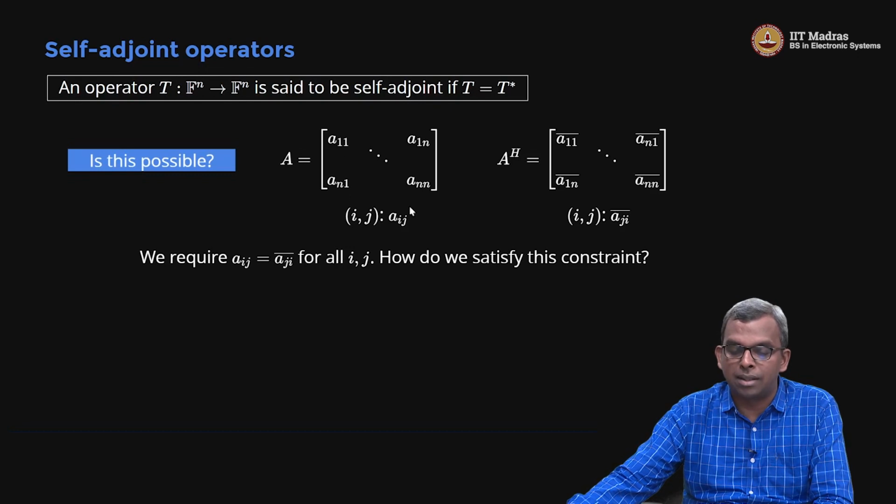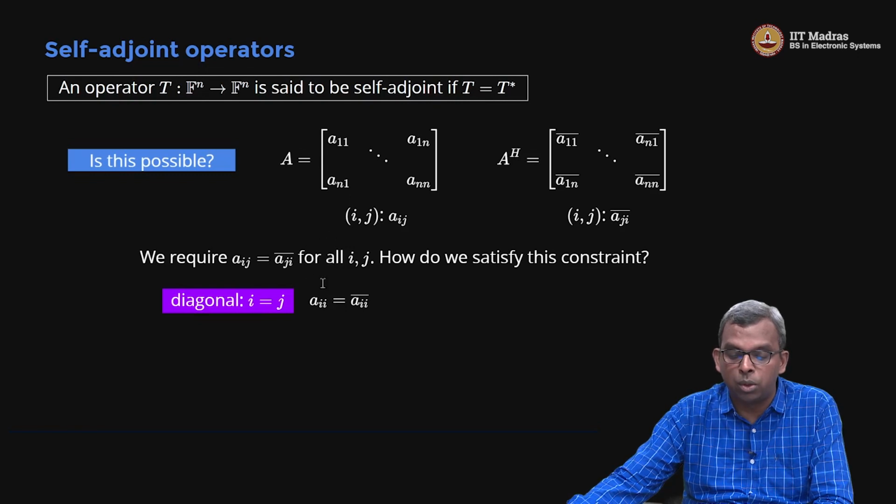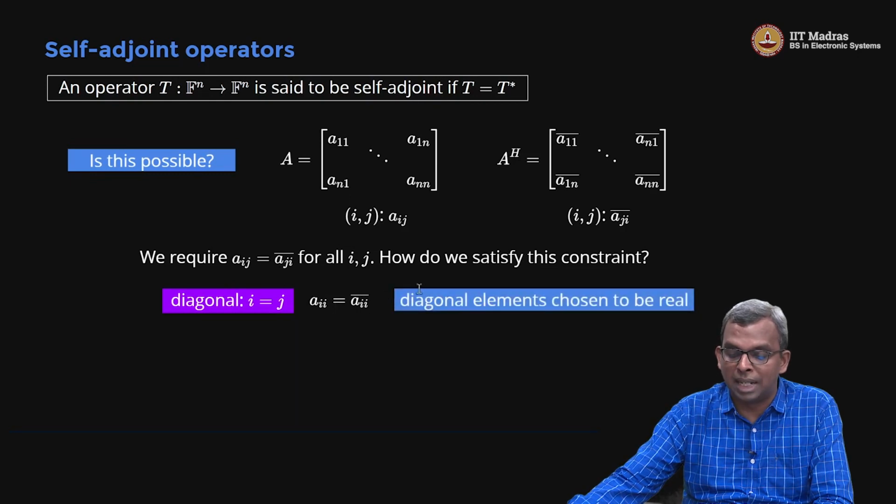So, how do we satisfy this? Can this be satisfied? Yeah, it's not too bad. First of all, let's look at the diagonal elements. When i is equal to j, the condition you need here is Aii equals Aii bar. And now that is easy to satisfy. You simply choose all the diagonal elements as real. Any real number you can pick for the diagonal elements, they will satisfy this condition Aii equals Aii bar.